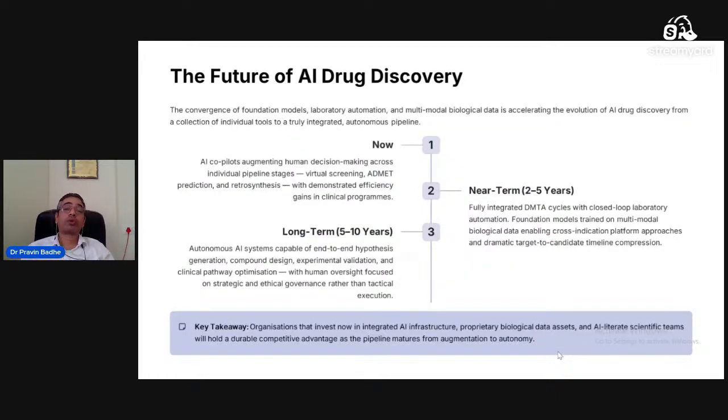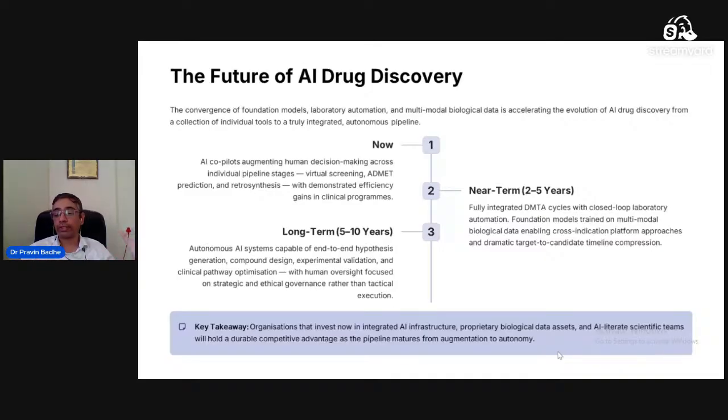So the future of AI drug discovery, if you look from here to about 2 to 5 years, will completely move on the DMTA cycle, which I discussed previously. That will be the closed-loop, automated library and laboratory.